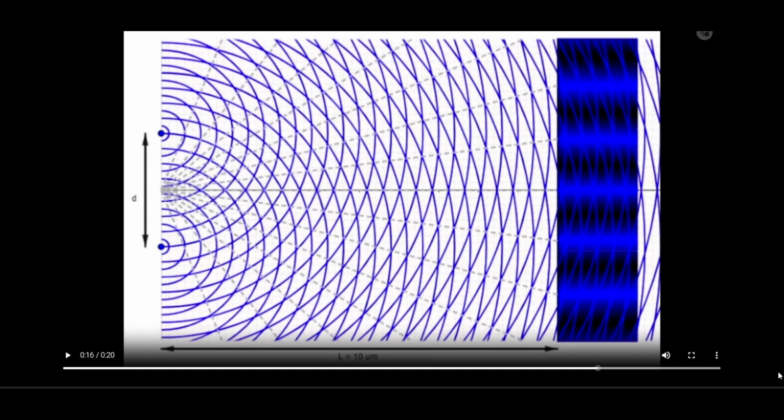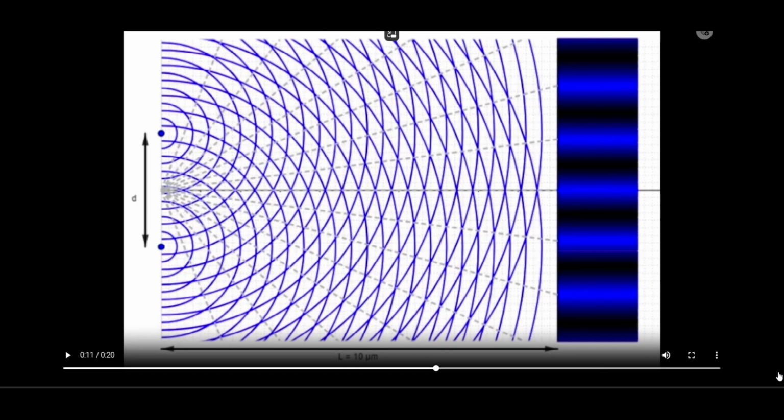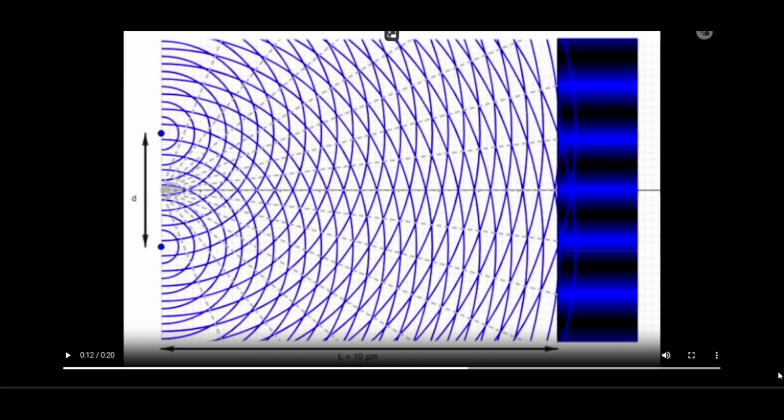So this is what's happening at this point. Okay, let's move it a bit back. Okay, at this point. So what's happening and what are the phase differences at these locations? What's going to be the path difference at this location? So I'm going to teach you a simple shortcut for this.